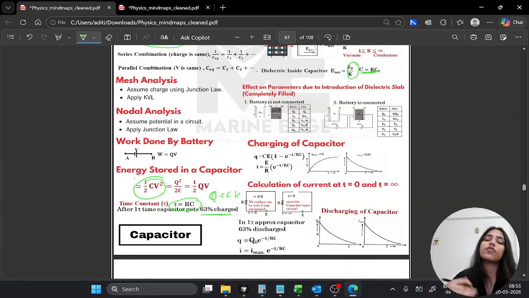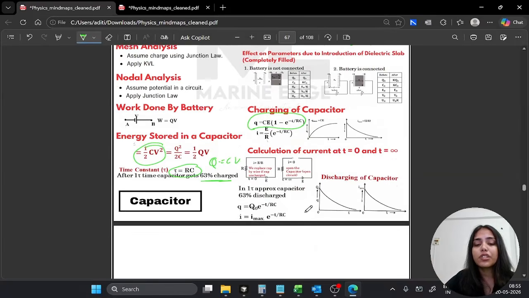Moving forward, charging of a capacitor. This is the formula for charging of a capacitor: Q equals CE into 1 minus e to the power minus t upon RC. As the time increases, the charge follows a curve like that. Now, current at t equal to 0 and t equal to infinity. If t is equal to 0 and you put it in the equation, e to the power 0 will be 1. So the current is E upon R. This is your calculation for current and electric charge.